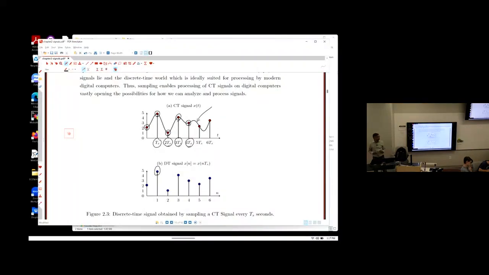It turns out there is a better way to do the sampling. It's called sampling with a sinc function. We'll look at it, see why we should do that, and so on and so forth. Okay, that's a good question.